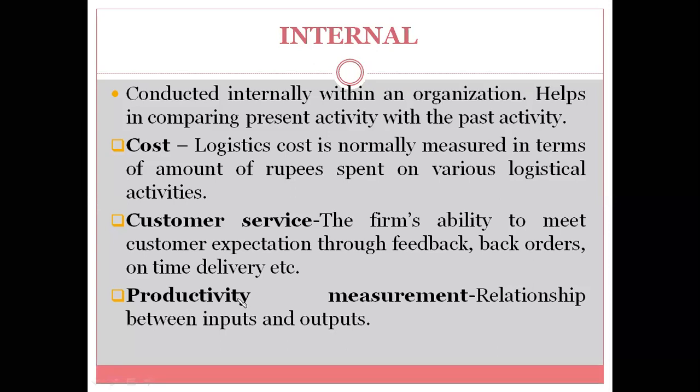Second one is customer service. The firm's ability to meet customer expectation through feedback, back orders, on-time delivery, etc. Like in the same month last year, like last November 2019, what was the number of back orders? What is a back order? Those which are not successful, which are coming back to the organization. So how many back orders were there in November 2019, and now how many are coming in November 2020? So we can compare these two, and then we will understand the performance level. So customer service is basically dealing with the customers. It explains the firm's ability to meet the customer's expectation.